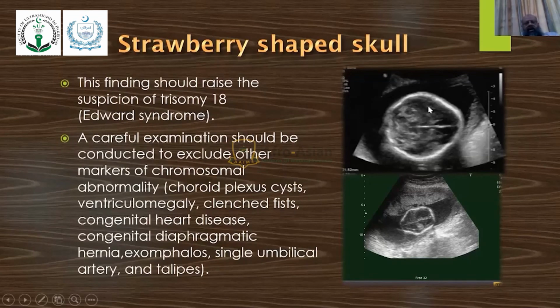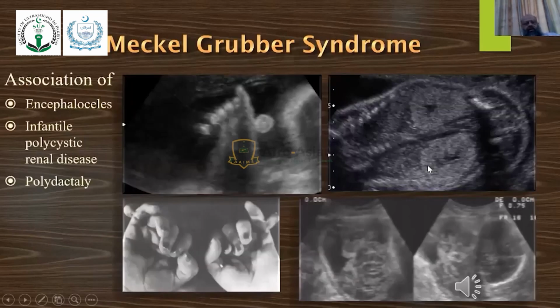The finding should raise the suspicion of trisomy 18, which is Edward syndrome: tapering of the frontal bones, also called Lehmann sign. In Meckel-Gruber syndrome, we get polydactyly, encephalocele, herniation of the brain matter through a defect in the skull, in the posterior of the skull, and then the polycystic kidneys, bilateral polycystic kidneys.